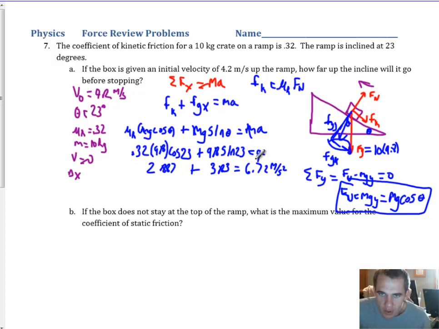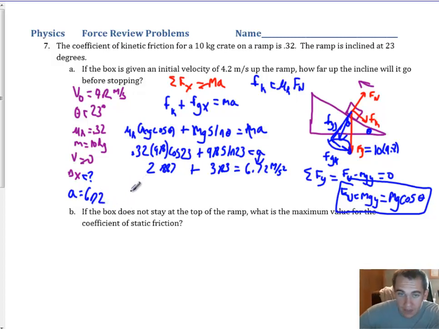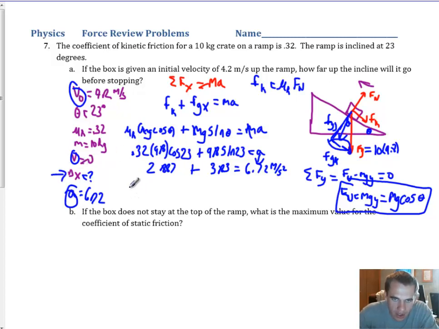Okay, this is the answer to what the acceleration is. So the problem wanted to know the change in position. I just found the acceleration. The acceleration is 6.72. But because I know the acceleration now down the incline, I can find how far the box goes, because I know an initial velocity, I know a final velocity, I know an acceleration, I can get a change in position. Third kinematic equation. So final velocity squared equals initial velocity squared plus 2 times the acceleration times the change in position.